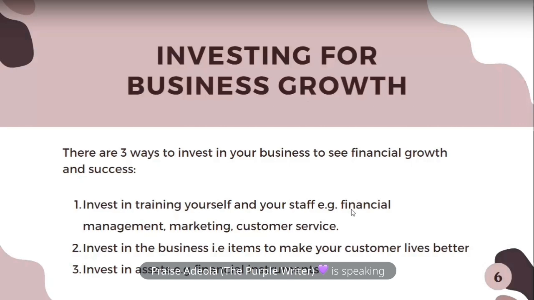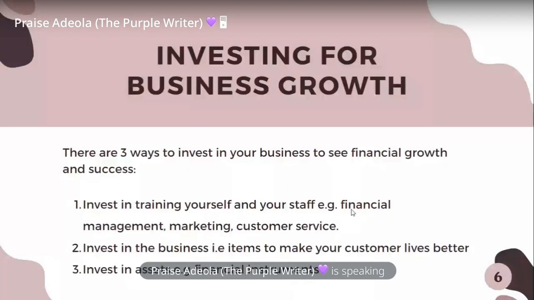Number two, invest in the business. Oh my God, so important. Don't just leave your business and say you're just into buying and selling. What's that? Invest into the business. How do you invest into the business? You can invest into the packaging of your product, the process flow, the aesthetics. For example, if you have a store, invest into the aesthetics of the store.